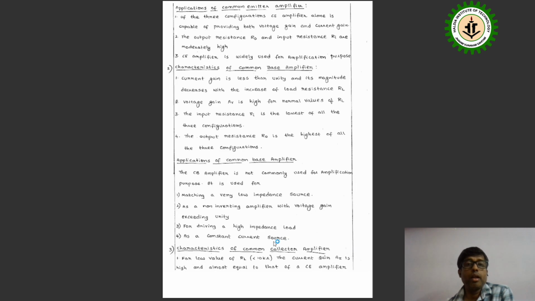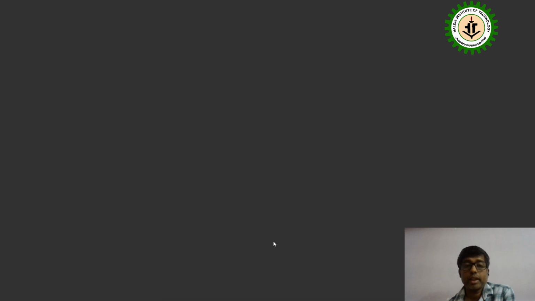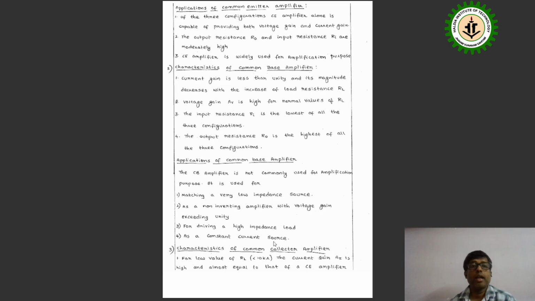Now there are some basic characteristics of the common emitter. The current gain is very high. The voltage gain is high for normal values of load resistance. This is actually a comparison study. The input resistance Ri is medium, and the output resistance Ro is moderately high. As an application, the CE configuration is capable of providing both voltage gain and current gain. The output resistance Ro and the input resistance Ri are moderately high.